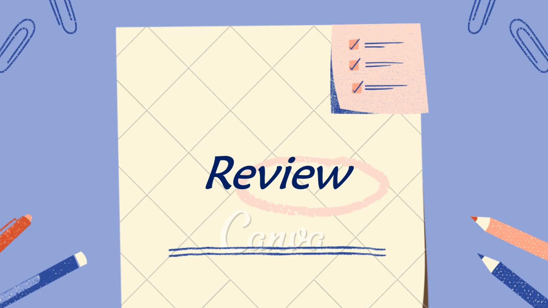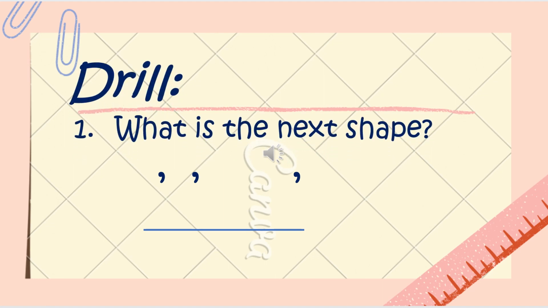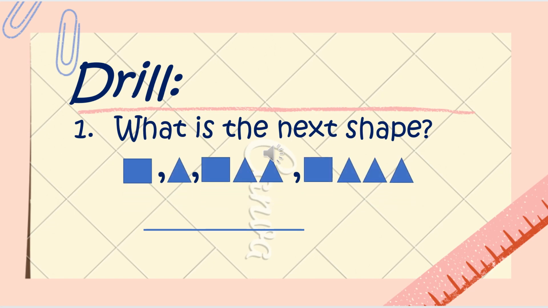So let's have a review. If I'm not mistaken, you already have an idea about patterns. So what is the next shape? Okay, so we have a square, a triangle. Next is a square and two triangles, a square and three triangles. So if your answer is a square and four triangles, that is correct.